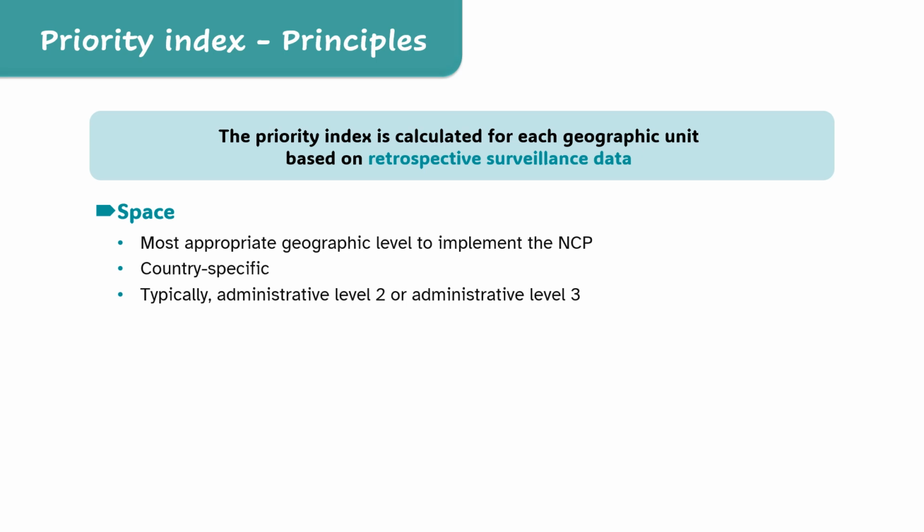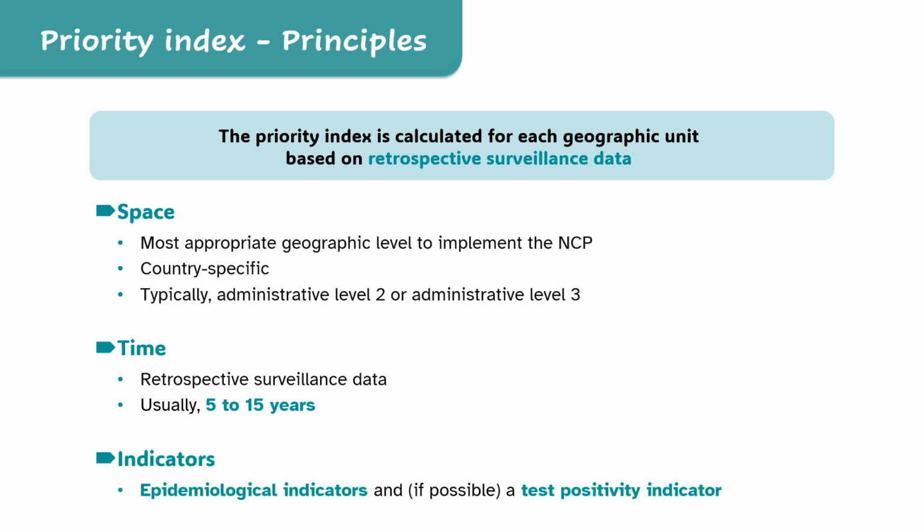This means that each country determines the most appropriate geographic scale to coordinate the implementation of targeted multisectoral interventions against cholera. Most often, countries consider Administrative Level 2 or Administrative Level 3. However, different geographic scales may also be considered. Time-wise, PAMI identification is based on retrospective surveillance data covering at a minimum the past 5 years. Longer PAMI analysis period may be considered if reliable surveillance data are readily available for a longer time period, up to 15 years.